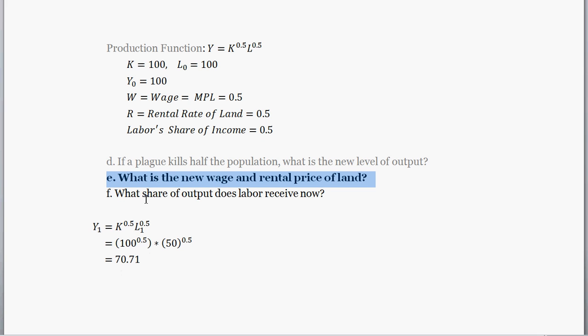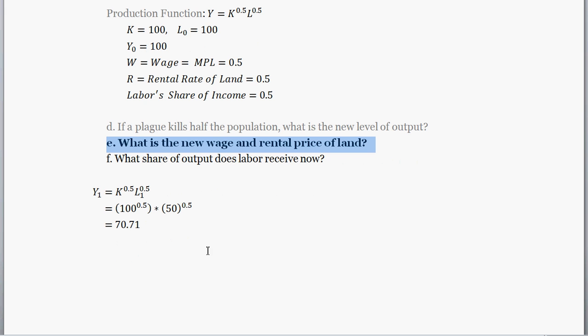Let's do part E. What is the new wage rate and the new rental price of land? So remember in the first video, we found out that the wage rate is equal to the marginal product of labor. The marginal product of labor was, we just took the first derivative of our production function with respect to labor, and we found the following equation. Actually, we had a simplified version. Let me show you the simplified version. K divided by L.